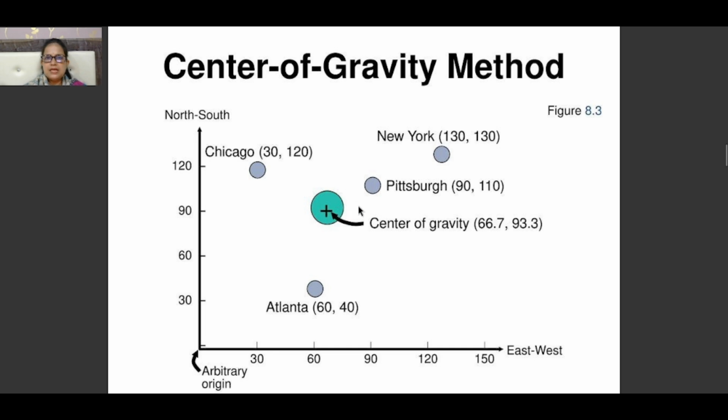This is called the center of gravity method. We analyze the X and Y coordinates, and we have to know the quantity we are transporting to each location, so that we can have a central value of X and Y to choose the warehouse or location of the plant. So this is called the center of gravity method.